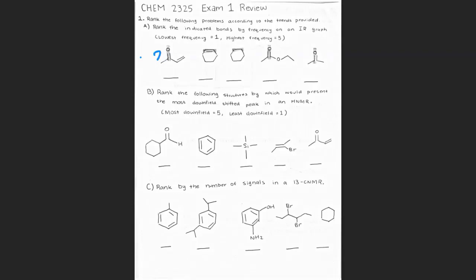Looking at this first problem, we're gonna be ranking the indicated bonds, those little highlighted bonds, by the frequency on an infrared spectroscopy graph. Specifically, you're gonna be looking at that carbonyl on the first one, the carbon-carbon double bond, the carbon-carbon single bond, the carbonyl bond on the fourth, and the carbonyl on the last one. So whatever's highlighted. I'll give everyone a minute or two to solve it, and then we'll start calling on people.